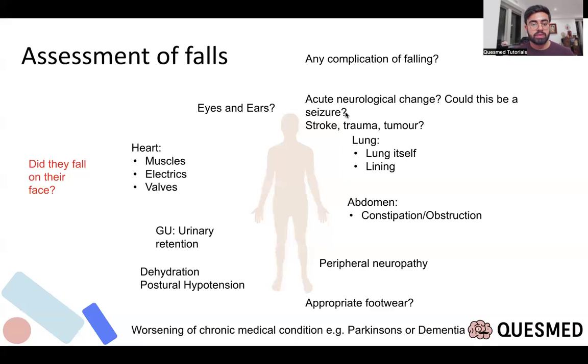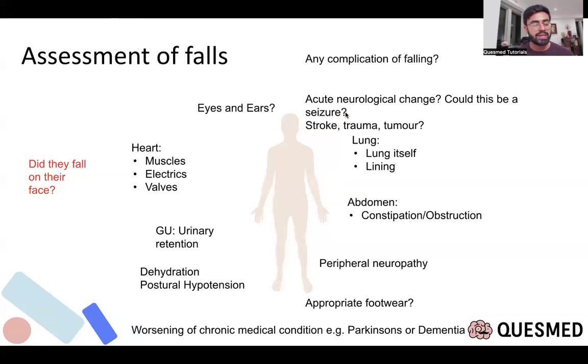So if they've got abdominal pain, either from constipation, obstruction, or urinary retention. We've talked about postural hypotension and how important dehydration can be in causing that. And then also peripheral neuropathy. So you're thinking about your patients who have had diabetes for a long time and have suffered some of those microvascular complications. So peripheral neuropathy in a glove and stocking distribution will mean that they have reduced sensation and hence are more likely to fall.